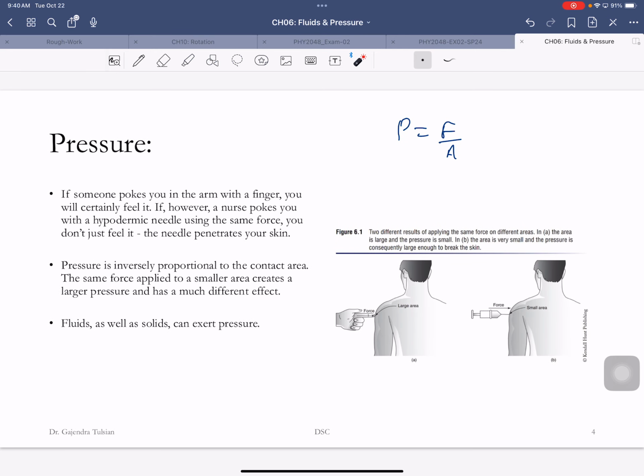All right, so we saw that pressure is force per unit area. So you apply the same force with these 2 devices, and you feel the difference. That's because when you're applying here, the pressure is higher. So if someone pokes you in the arm with a finger, you will feel it. If they poke you with a hypodermic needle using the same force, the needle penetrates your skin because the higher pressure breaks your skin. Okay.